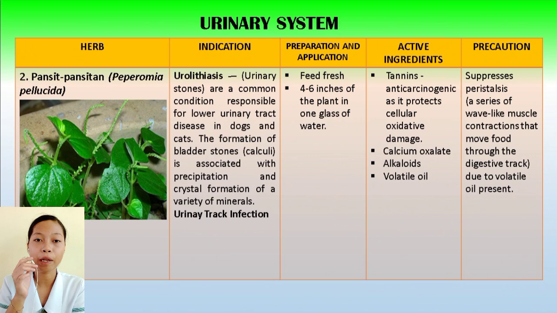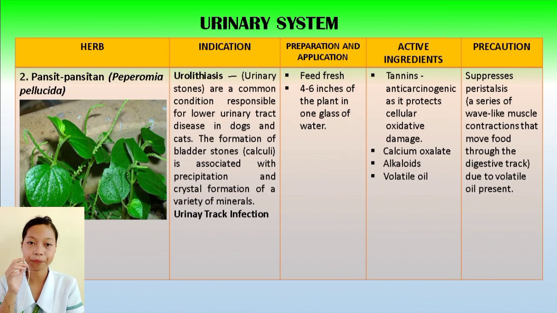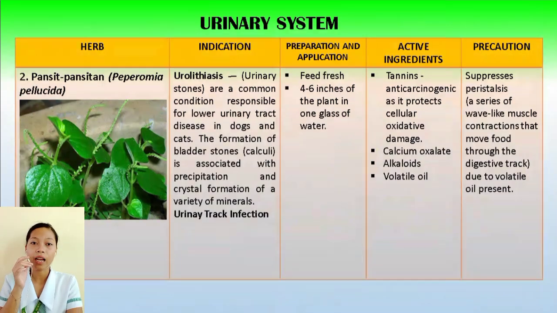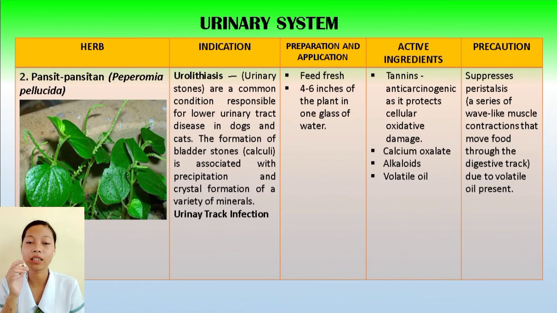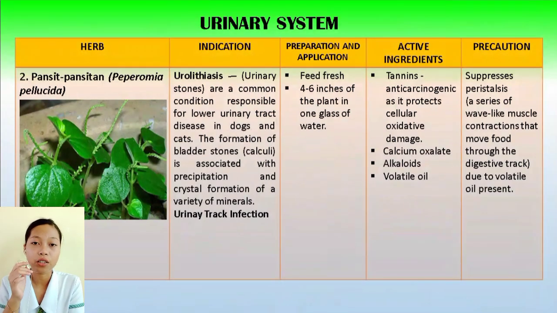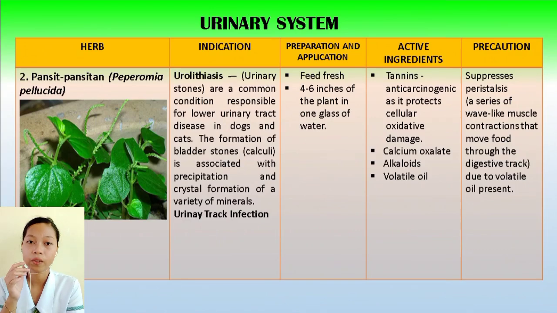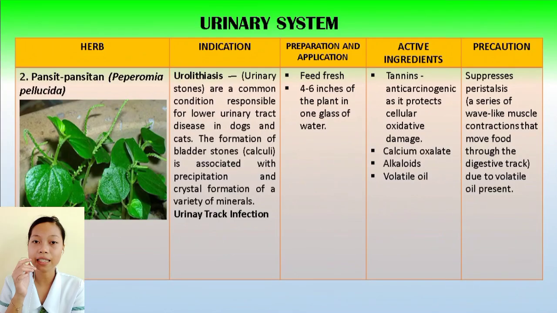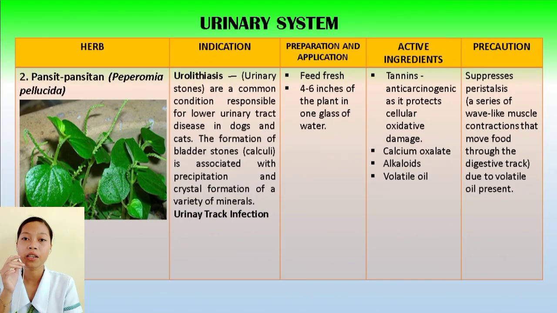Pansit-pansitan or Peperomia pellucida. Indications: urolithiasis and urinary tract infection. For its application, feed fresh 4 to 6 inches of the plant in 1 glass of water. Active ingredients present in pansit-pansitan include tannins, anti-carcinogenic as it protects cellular oxidative damage, calcium oxalate, alkaloids, and volatile oil. Precaution: Pansit-pansitan suppresses peristalsis or a series of wave-like muscle contractions that move food through the digestive tract due to volatile oil present in the herb.